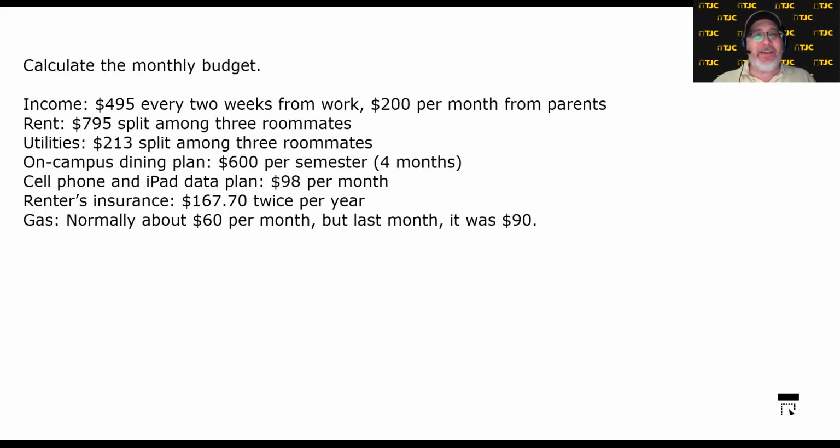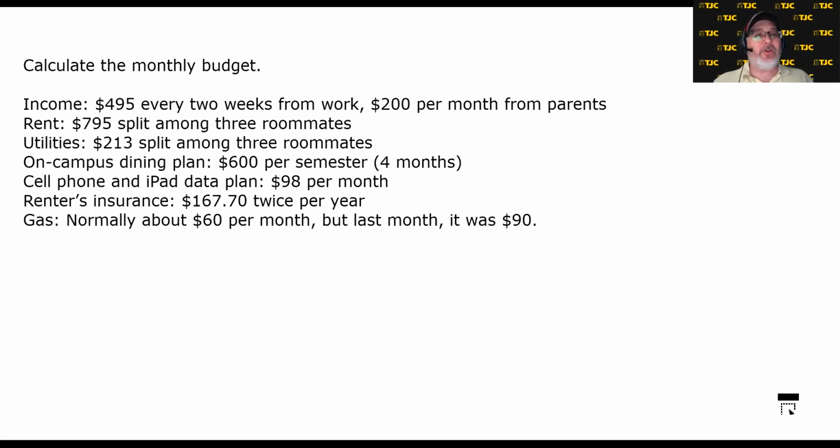On-campus dining plan, $600 per semester over the span of 4 months. This is a different time frame, a 4-month time frame, but it should be easy to figure out how to scale it down to a monthly. If we pay $600 per semester over 4 months, then we just divide by 4 to get the monthly. Cell phone and iPad data plan, $98 per month.